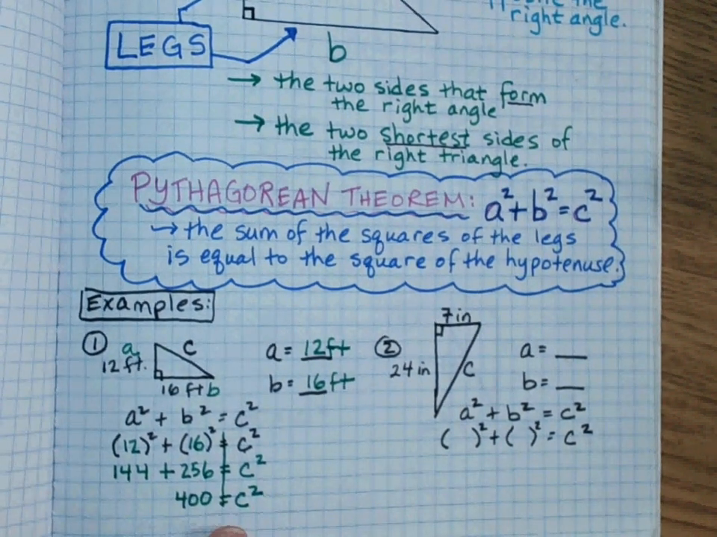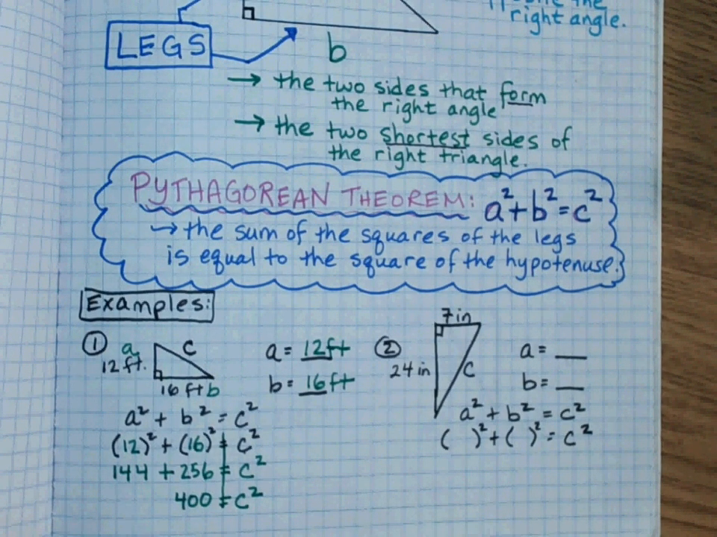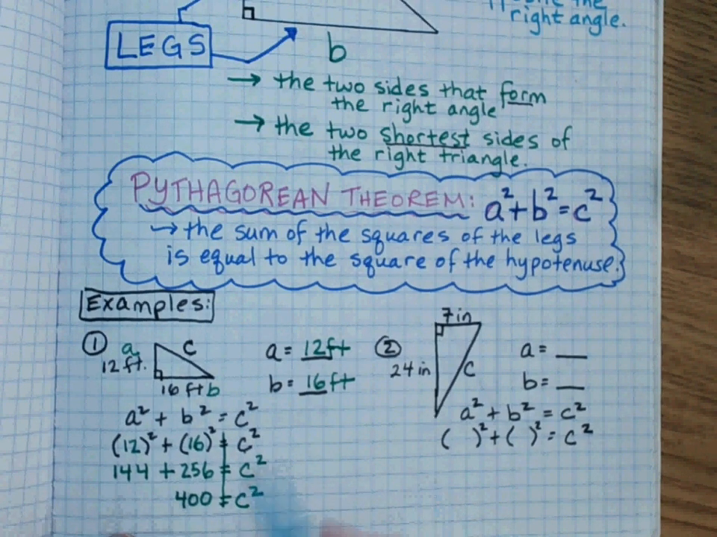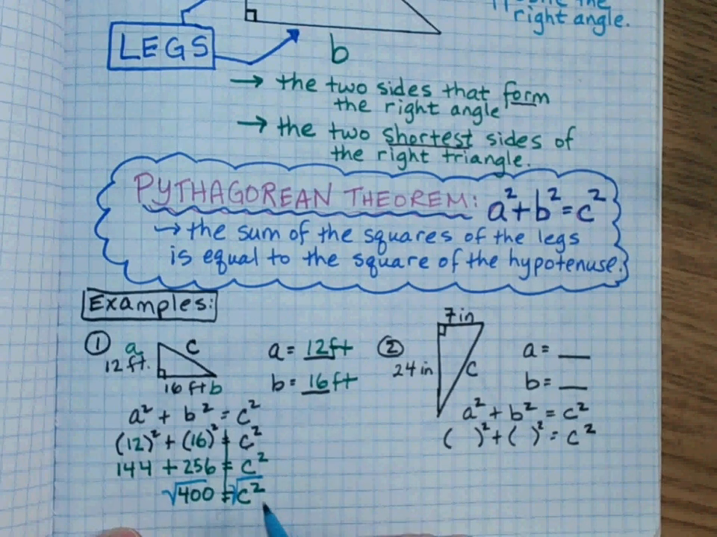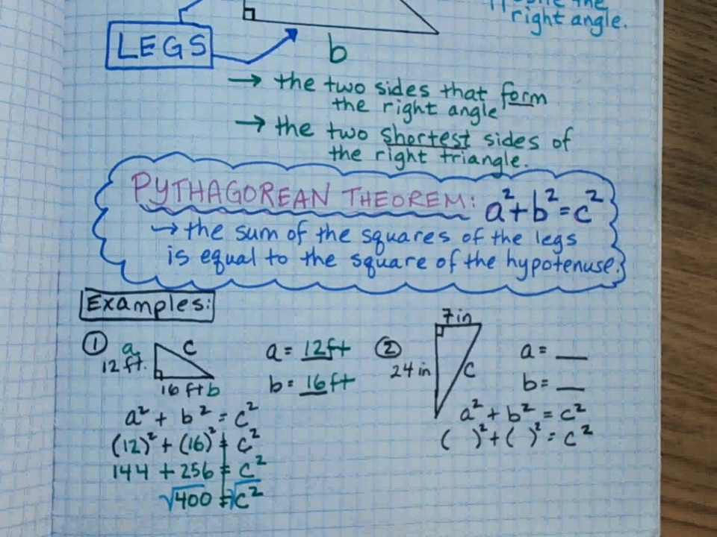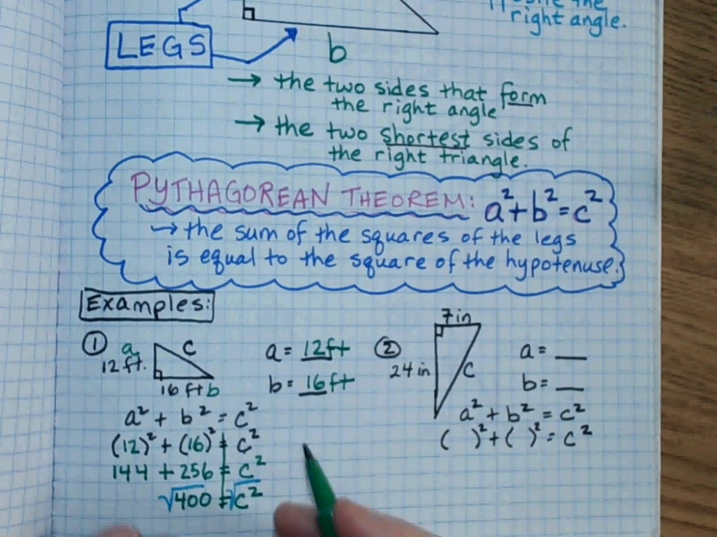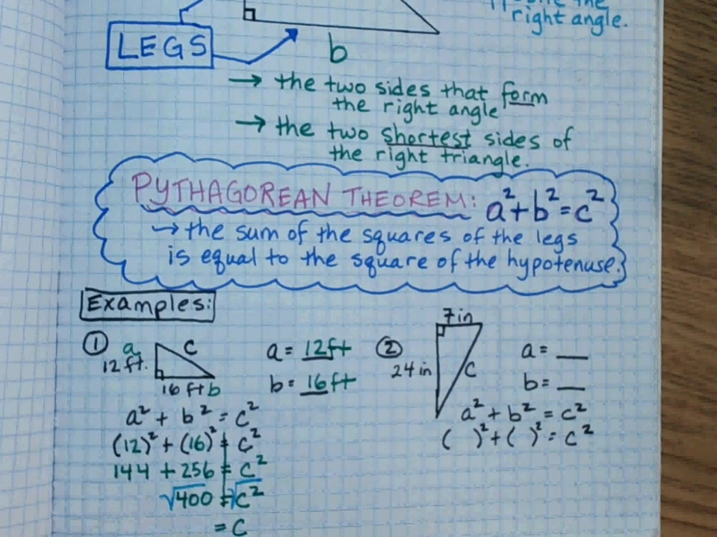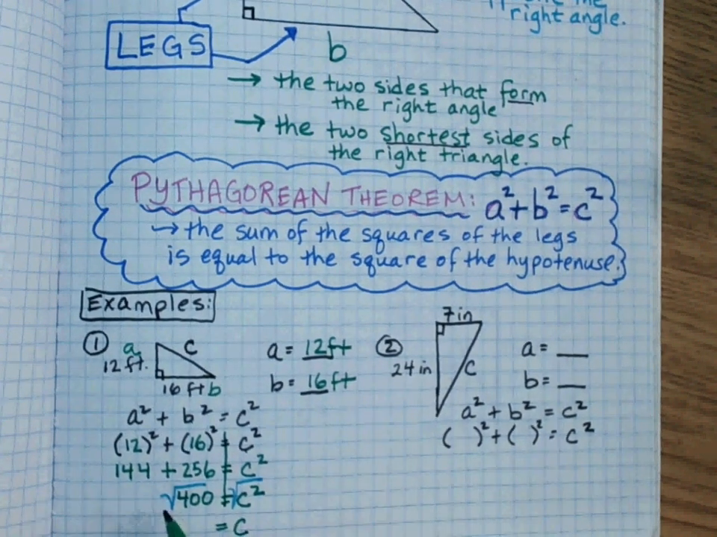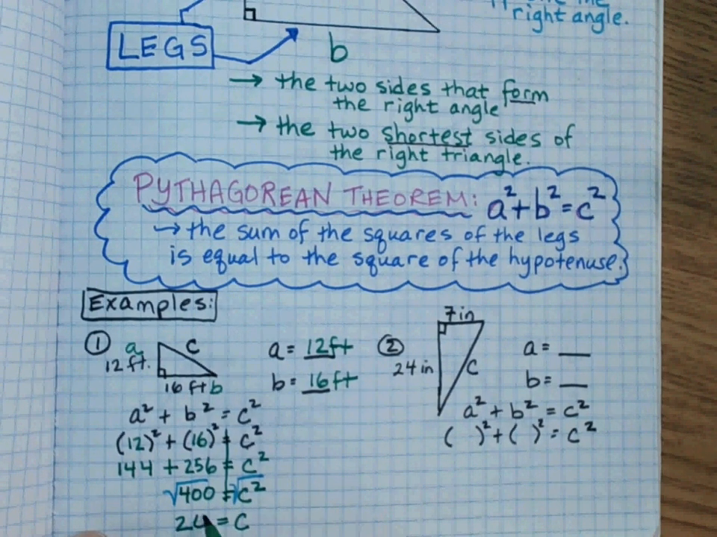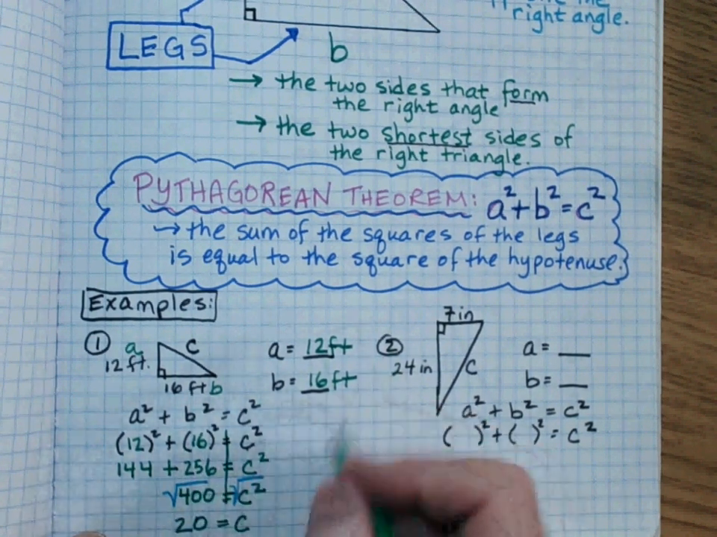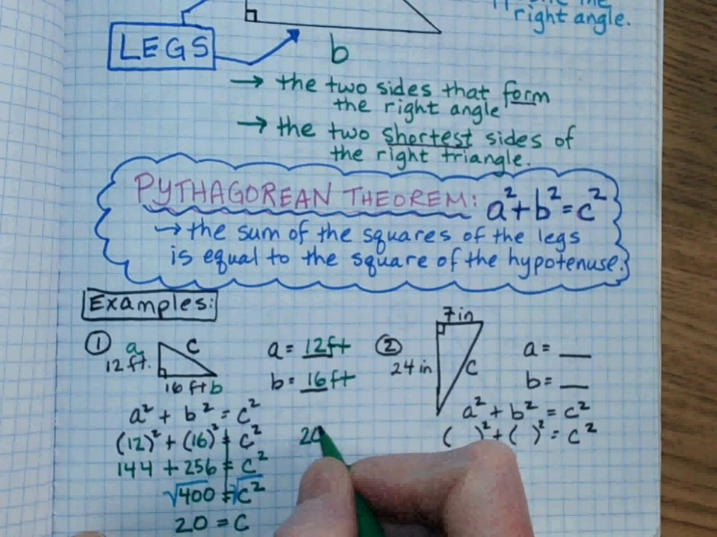Now, in order to solve for C, I have to do the inverse operation of squaring. The inverse of squaring is square rooting. So I have to take the square root of both sides. I happen to know the square root of C squared is C, because that's the inverse operation. The square root of 400 is 20. So the answer is 20 feet.